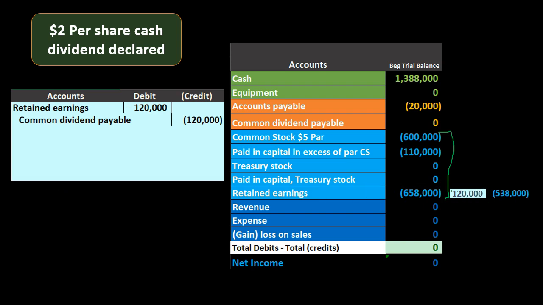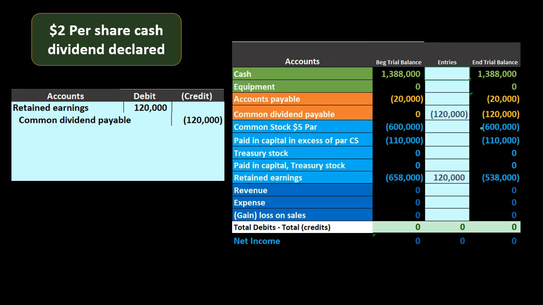which will make it go down. We're reducing the accumulation of earnings over time, less the amount that has been distributed or declared, at least at this point. The other side is the common dividends payable, going from 0. It's going up in the credit direction by 120 to 120. So here's our transaction. We decrease the retained earnings, and we said we have a payable.